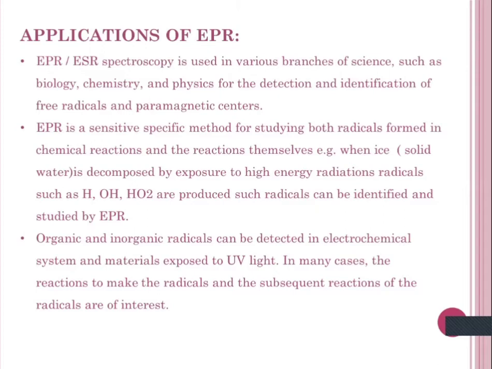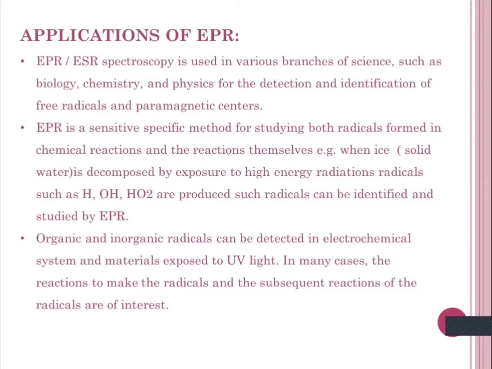Electron paramagnetic resonance is a sensitive, specific method for studying both radicals and the reactions in which they are formed. For example, when ice, solid H2O, is decomposed by exposure to high energy radiations, radicals such as H, OH and HO2 are produced. Such radicals can be identified and studied by electron paramagnetic resonance.